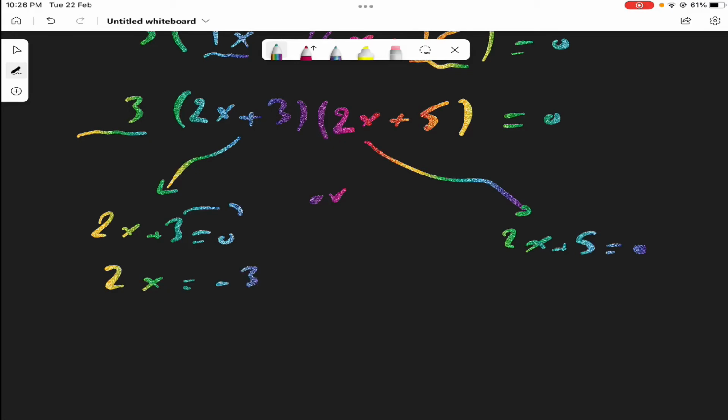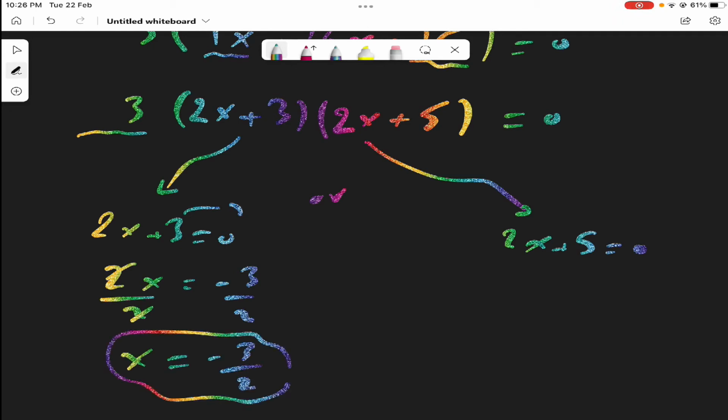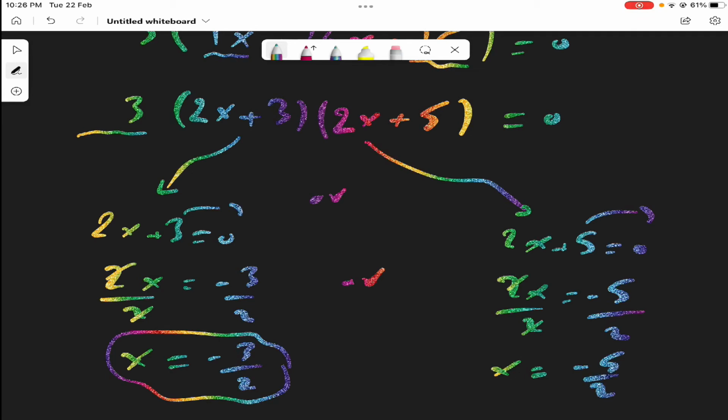2x equals negative 3, divide by 2, and x equals negative 3 over 2. 2x equals negative 5, divide by 2, x equals negative 5 over 2.